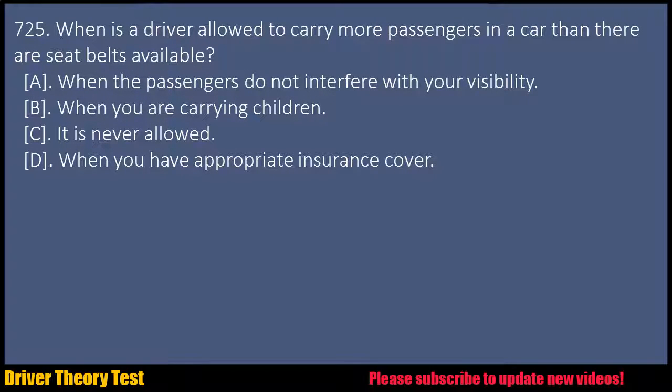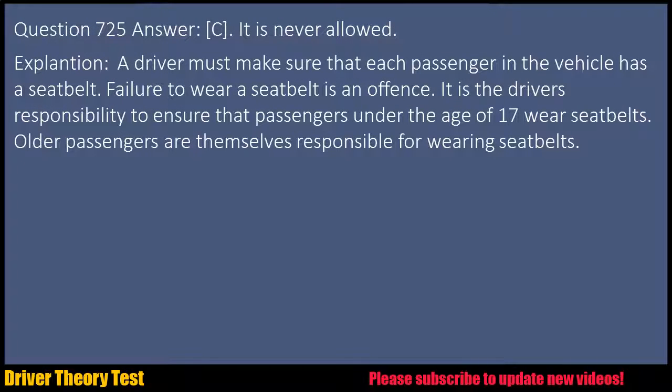Question 725. When is a driver allowed to carry more passengers in a car than there are seat belts available? A. When the passengers do not interfere with your visibility. B. When you are carrying children. C. It is never allowed. D. When you have appropriate insurance cover. Question 725. Answer C. It is never allowed. Explanation: a driver must make sure that each passenger in the vehicle has a seatbelt. Failure to wear a seatbelt is an offense. It is the driver's responsibility to ensure that passengers under the age of 17 wear seatbelts. Older passengers are themselves responsible for wearing seatbelts.